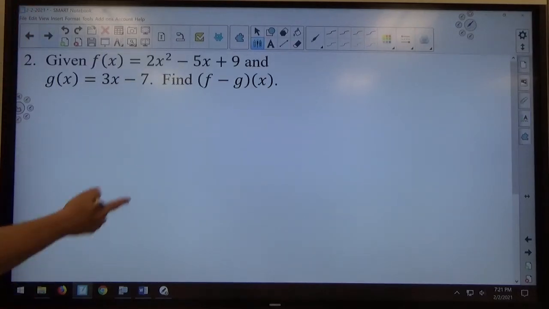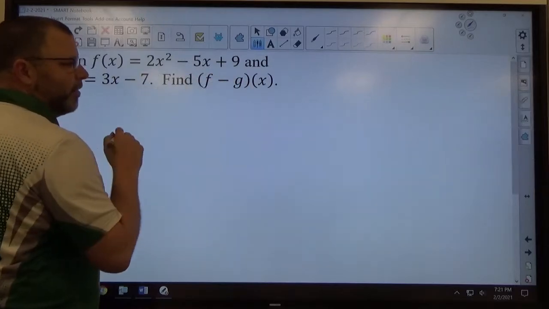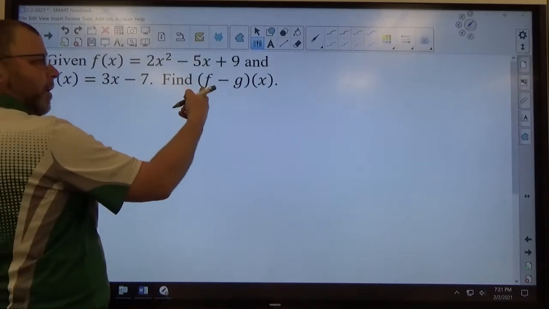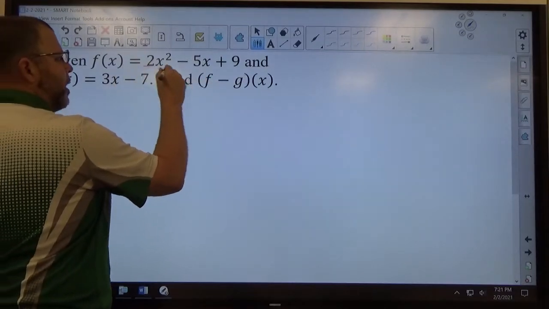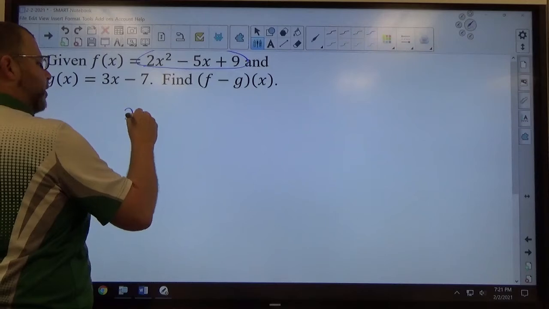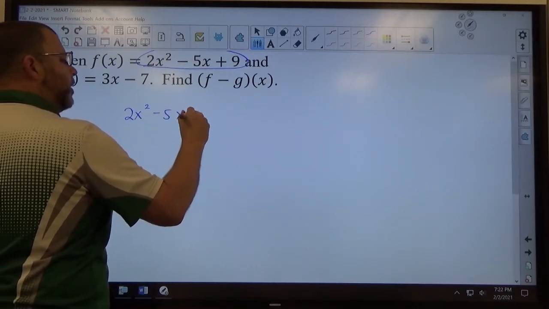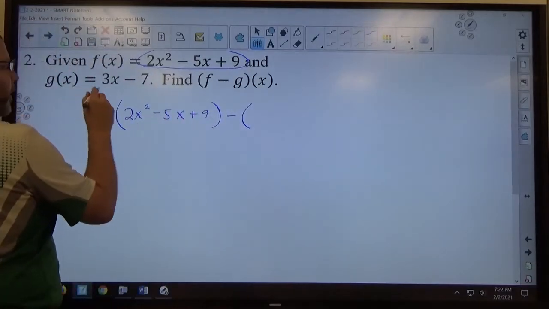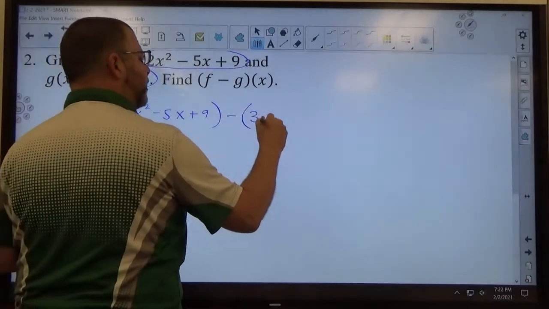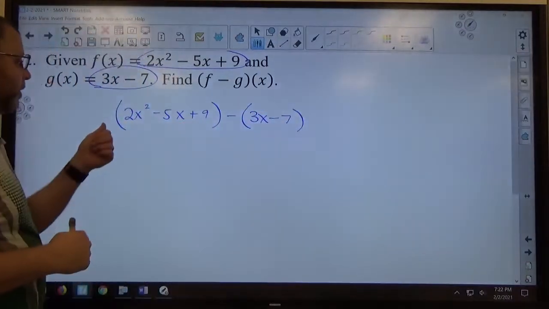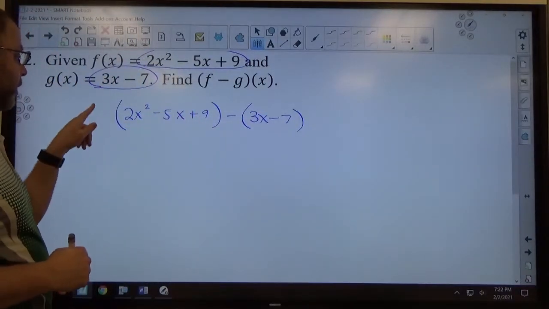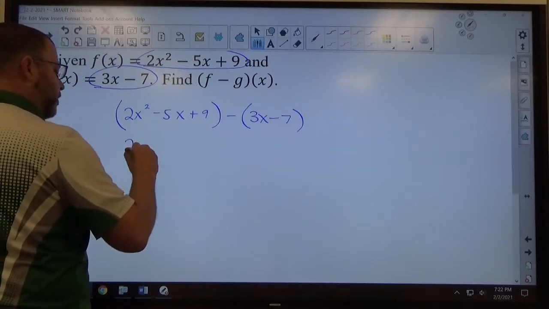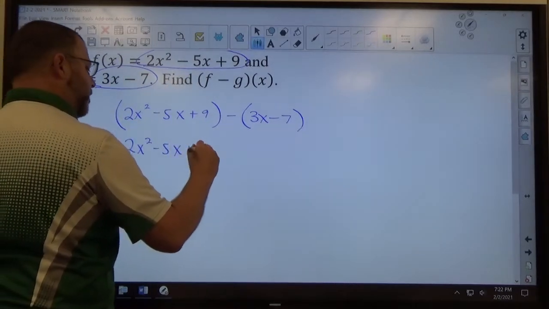This time it says find f minus g of x, that's find the difference of the two functions. So with subtraction, we do have to worry about using parentheses. So f first, g second, so I'm going to put f of x, which is 2x squared minus 5x plus 9. We're going to subtract g of x, which is right here, 3x minus 7. And once again, with the parentheses here, there's nothing in front of it affecting it, so everything times positive 1 just keeps it positive: 2x squared, negative 5x, and positive 9.